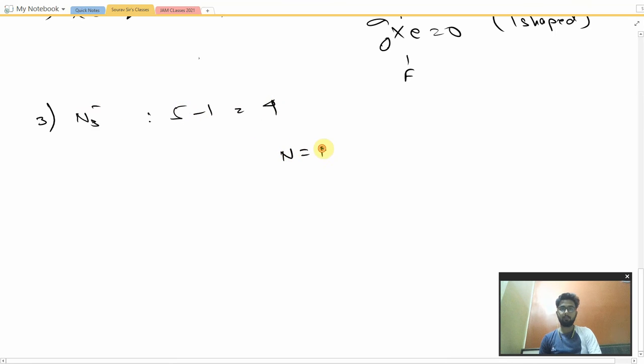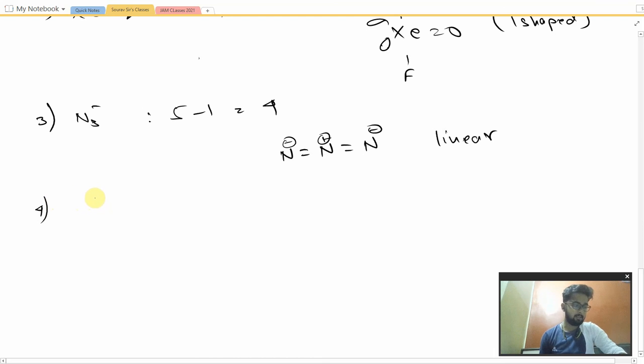Therefore the structure of N3 minus would be like this. It is a linear structure, and the other ends do not contribute because they are in double bond fashion, and we already know that for double bonded O or double bonded N, there is no contribution of electrons in the valency. So this one is linear shaped. The last compound that is given is XeO3F2.